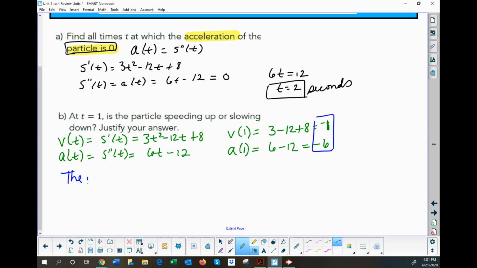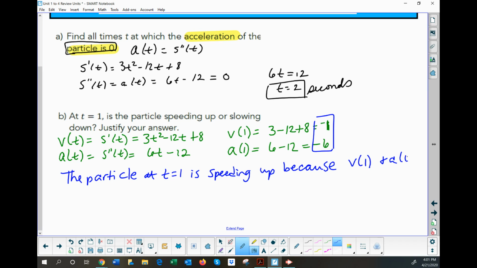With justifying, we should write a nice explanation on this. The particle at time 1 is speeding up because V of 1 and A of 1 have the same sign. If you wanted to state they're both negative, that's fine. They have the same sign. But that is enough justification right there.